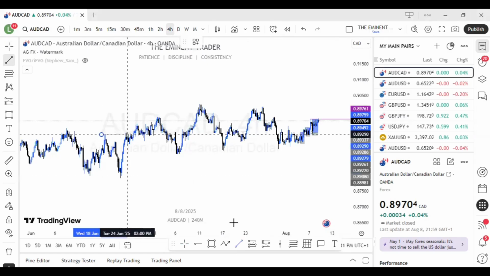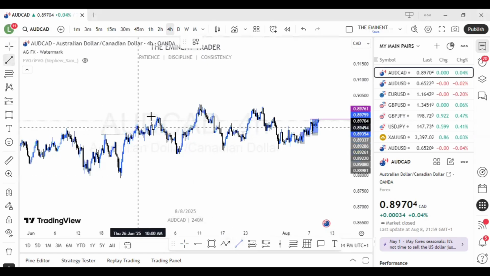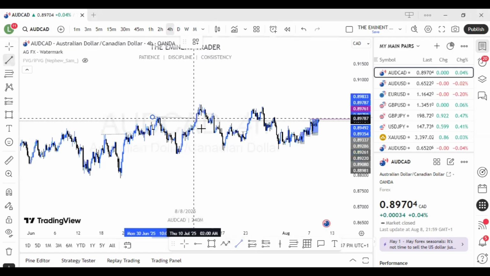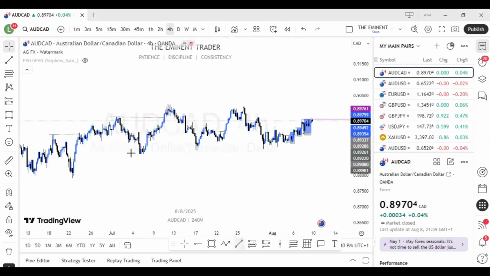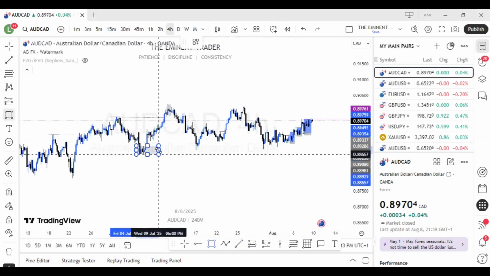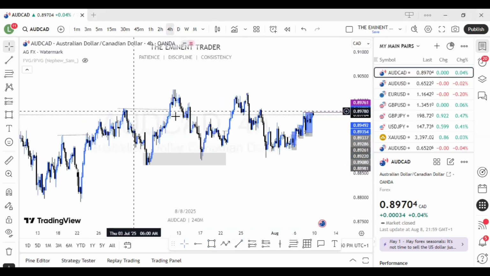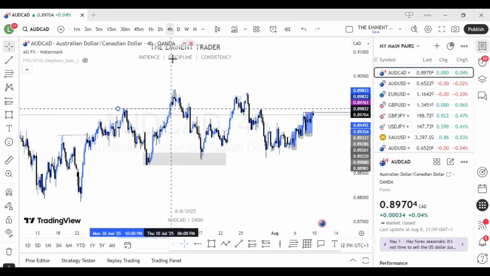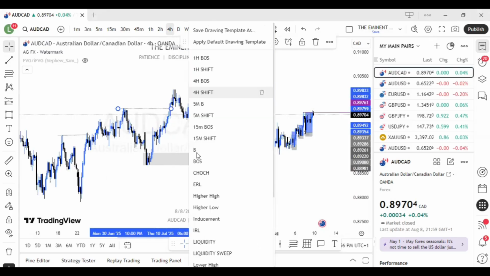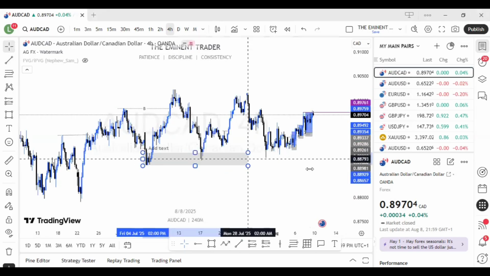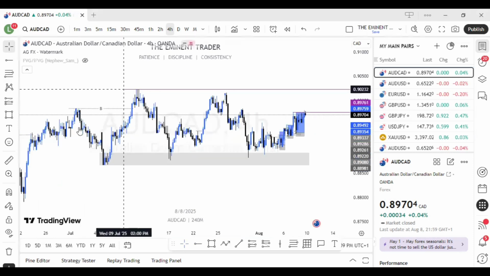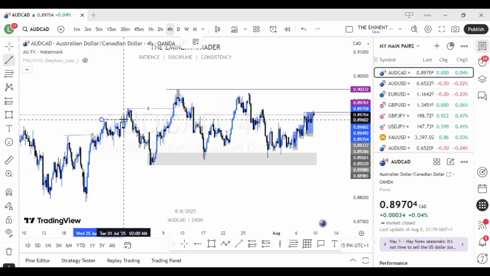I want to be as fast as possible. It shifted here, then it broke structure here. Then it came back for the other block, came back for this area, but it did not get to that high. So you can say it is still on an uptrend on the higher time frame because the protected low has not been taken out, neither has the high. So this is still clearly on an uptrend on the higher time frame.